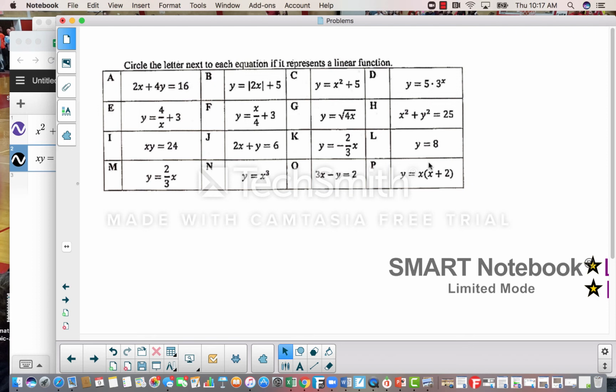All right, this is a high question for an 8th grade math student. I would consider this to be almost a borderline ninth grade math student question. It says circle the letter next to each equation if it represents a linear function. Well, what's a linear function? You have to know what that is.